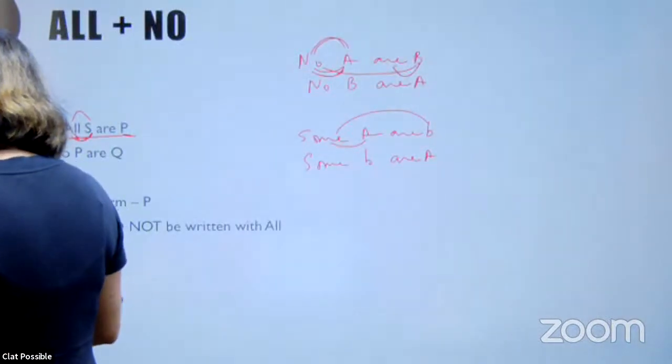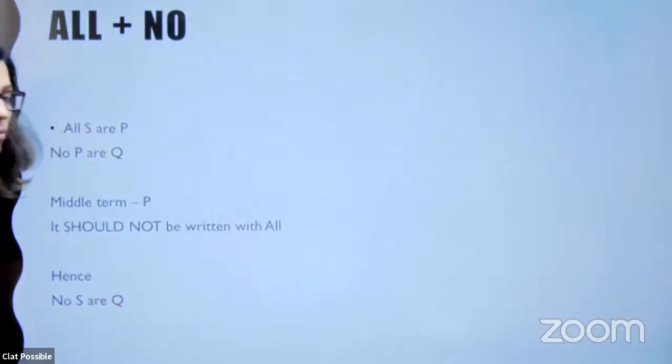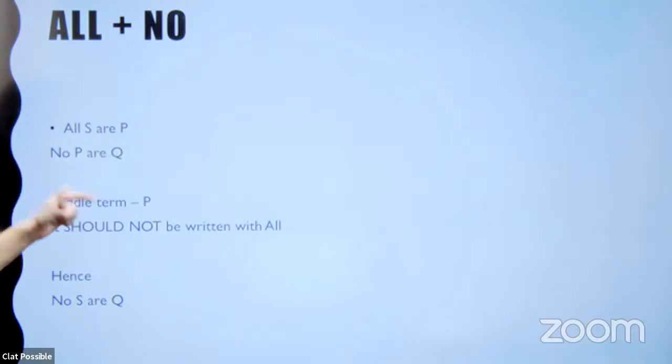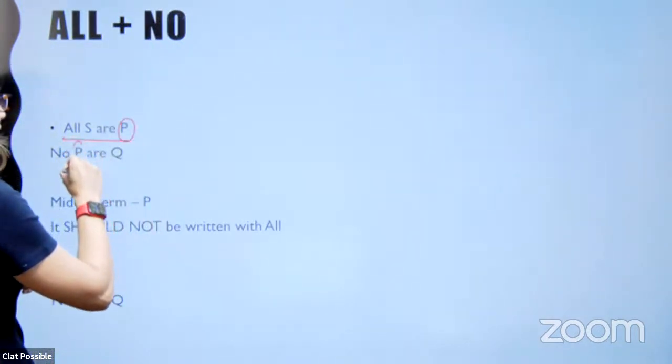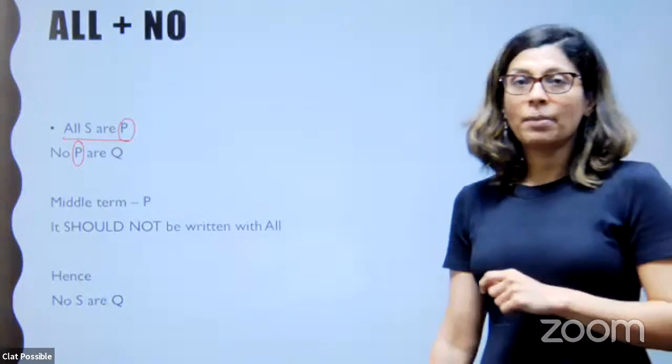So, when I'm doing "no", since no P is Q and no Q is P, no PRQ is similar both ways. I'm going to focus on all S are P. So in "no" plus "all", my focus has to be on the "all" statement. Now, unlike the "no" statement, unlike all plus all, the first step will be that I identify the middle term. What is the middle term? The middle term is P.